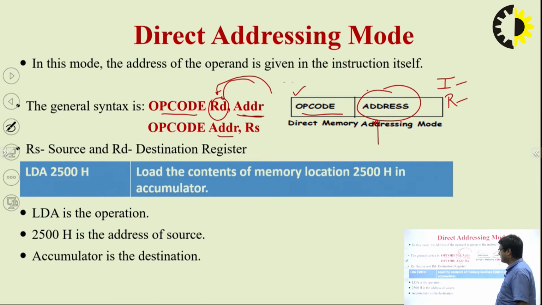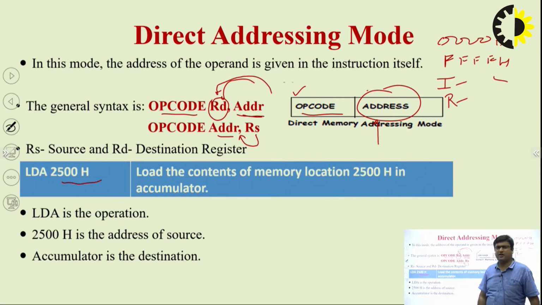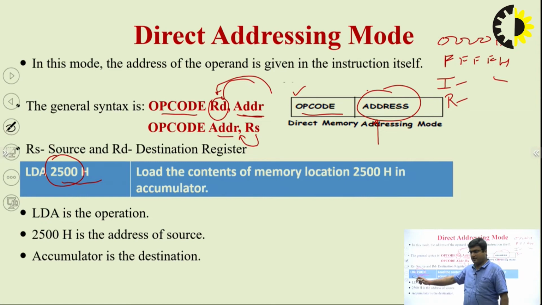Similarly, the reverse, vice versa, will happen. We are loading the contents of this register into some address. It may be from 0000H to FFFFH. So this is the example, LDA 2500H. It means 2500H is an address, not a value. If it were a value, we would have to mention LDI. LDA means that we are loading the contents of a memory location directly into the accumulator register.